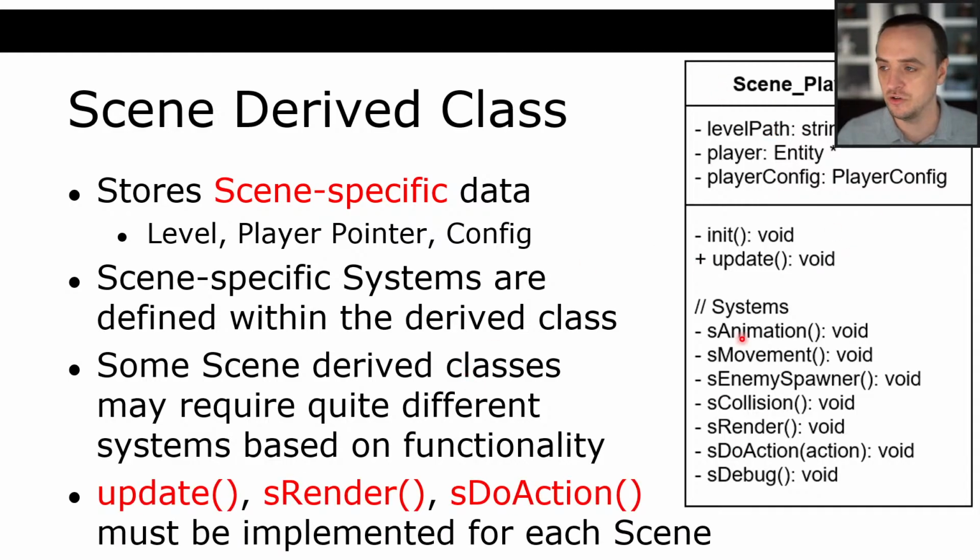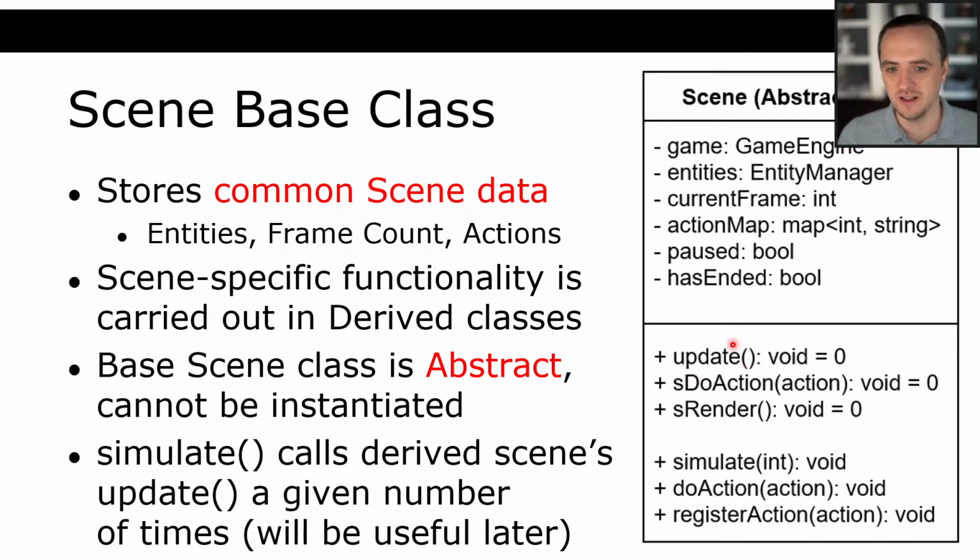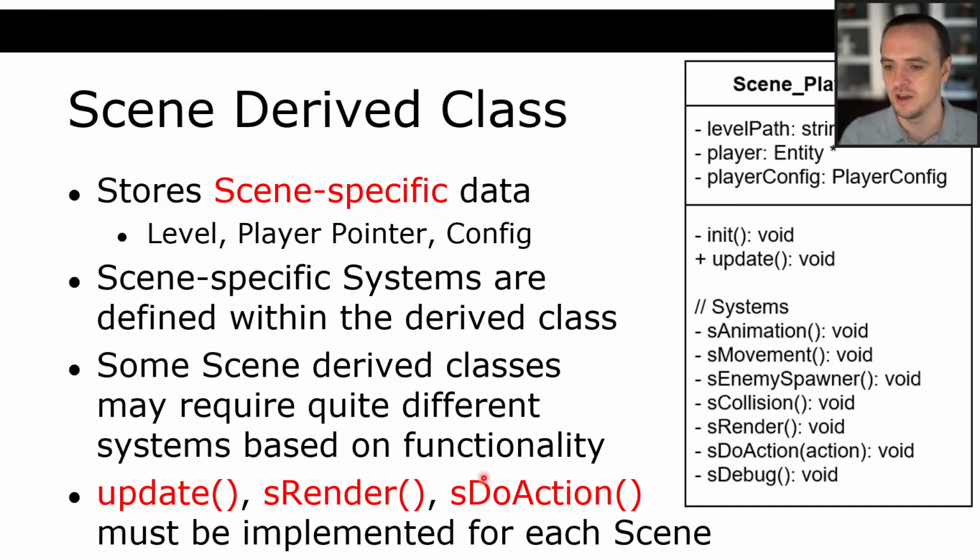However, something that we do need is that the update, render, and do action functions are going to be functions that need to be implemented for each derived scene class. So up here in our abstract class, we said that these functions equal 0. So this essentially means that these functions have to be implemented for every derived class in order for them to be instantiated. Okay, so each scene is going to need an update function to tell it what to do on each frame. It's going to need a render function to say how I want to draw this scene. And it's going to need a do action function, which is going to actually allow the doing of the actions. For example, moving up, down, left, and right.